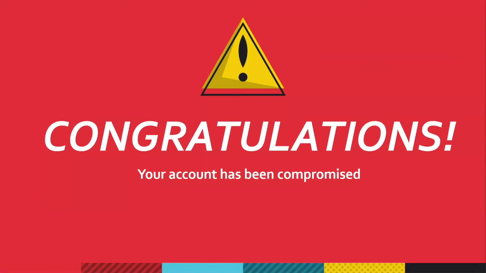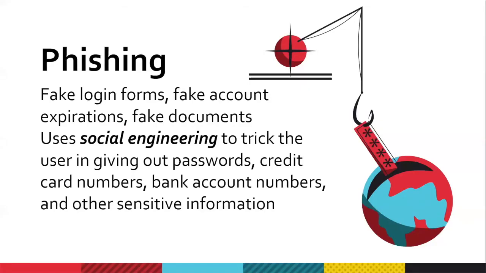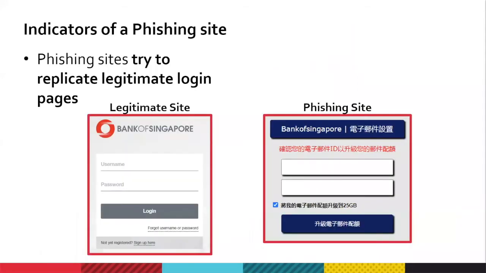And this is what we call another web threat, phishing. Phishing can refer to anything fake, like login forms, account expirations, and fake documents. They also use social engineering, but unlike a scam where they want your email addresses and money, phishing wants your passwords, credit card numbers, bank account numbers, and other sensitive information. Now, the one main common similarity of all phishing sites is that they will always try to replicate legitimate login pages. But some are badly designed.